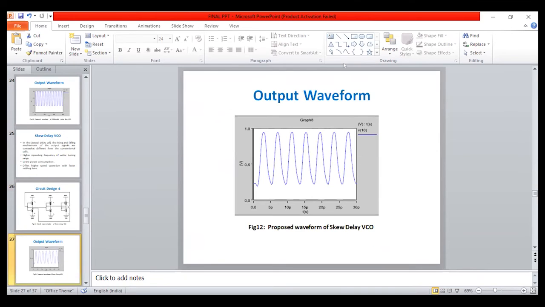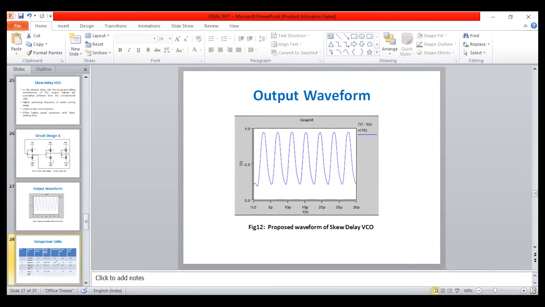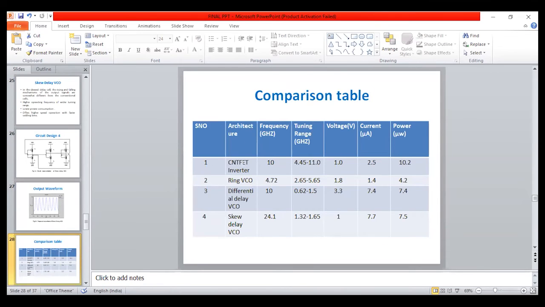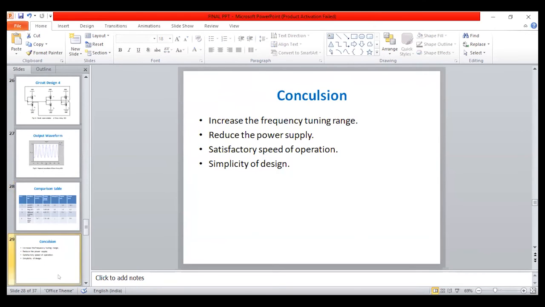The output we get from this VCO is here. This is my comparison table. For all the proposed designs, we show frequency, tuning range, voltage, current, and power from our output results. The conclusion is: first, increase the frequency tuning range; second, reduce the power supply with satisfactory speed of operation; and third, simplicity of design.